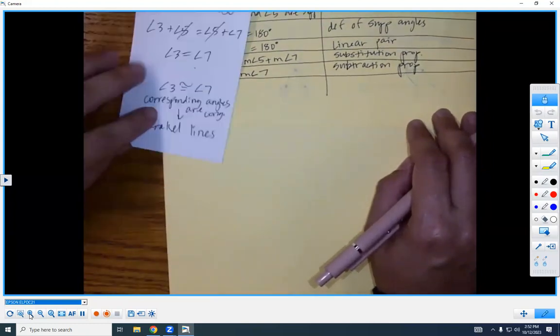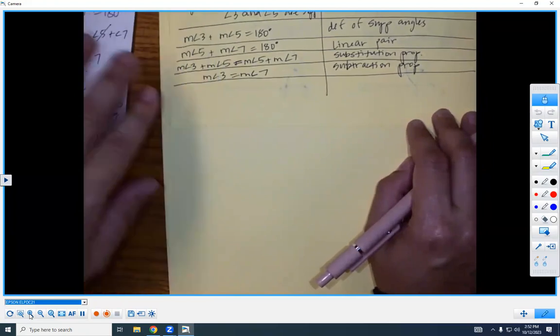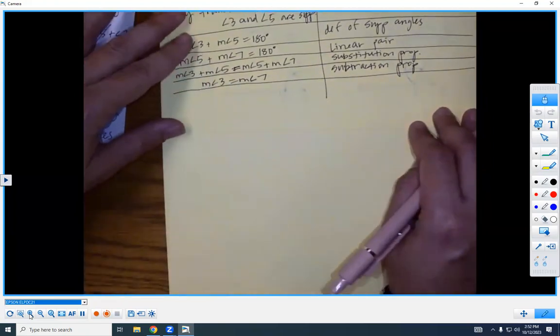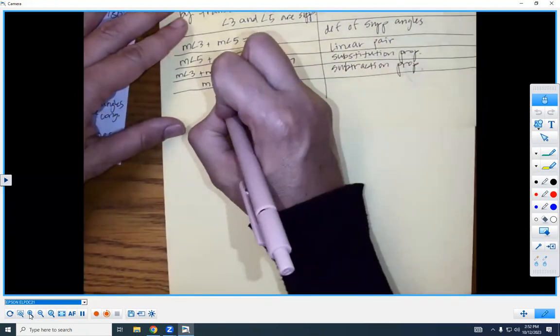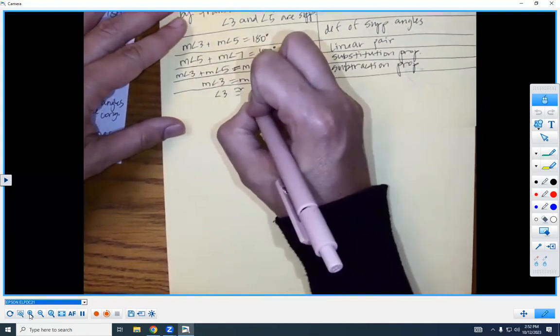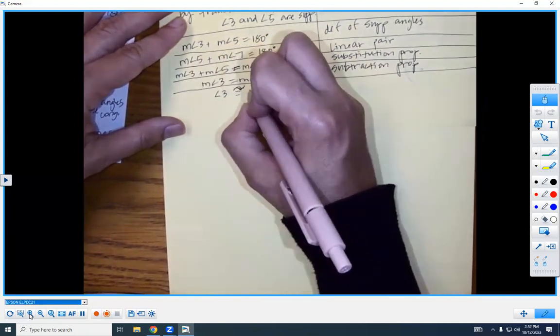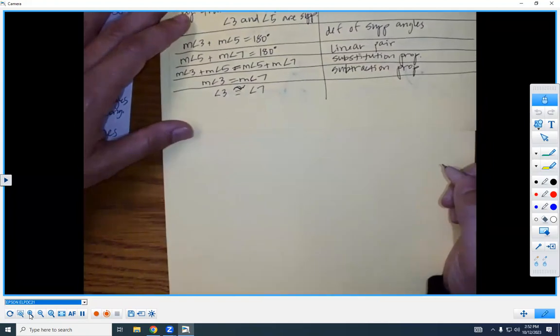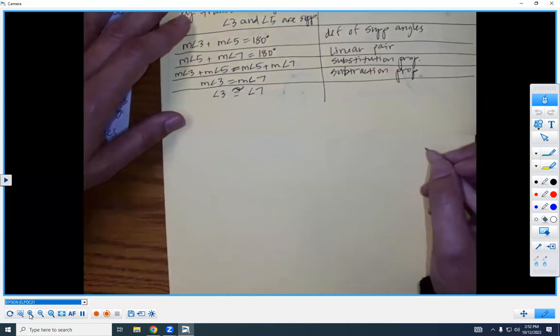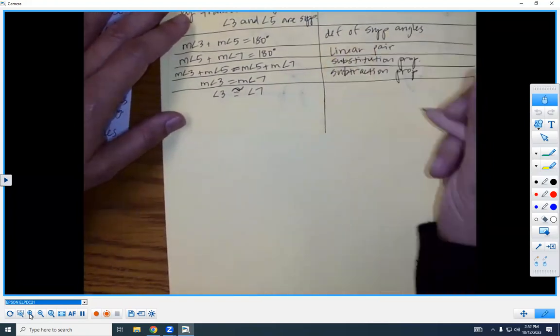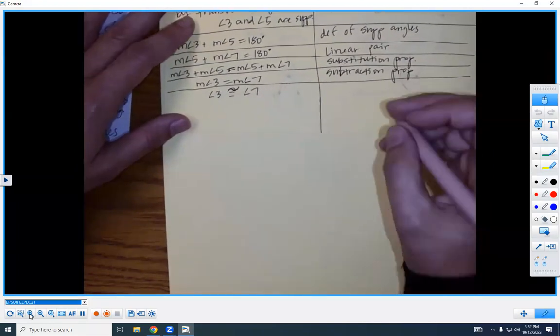And now I want to show they're congruent because I'm in measure still. I'm gonna switch over to congruency. So angle 3 is congruent to angle 7. And how do I switch over? Is it definition of congruence or the congruence property? Definition of congruence.